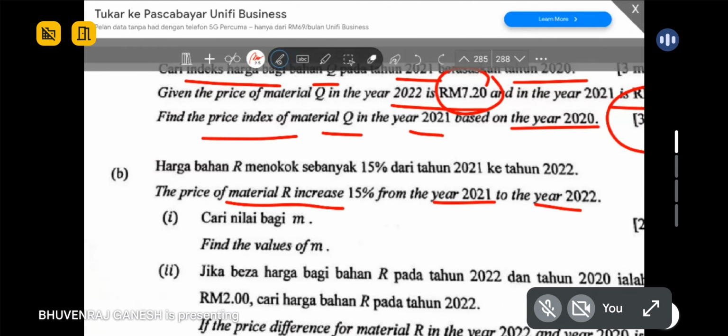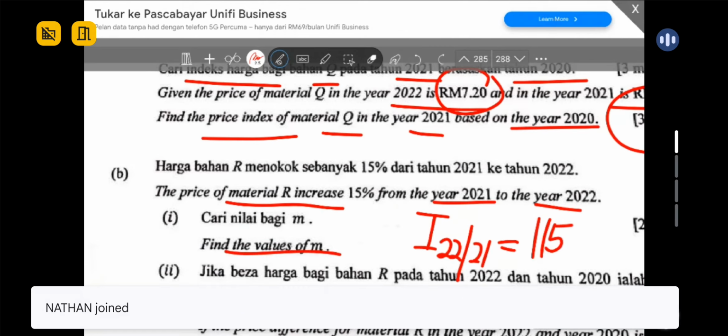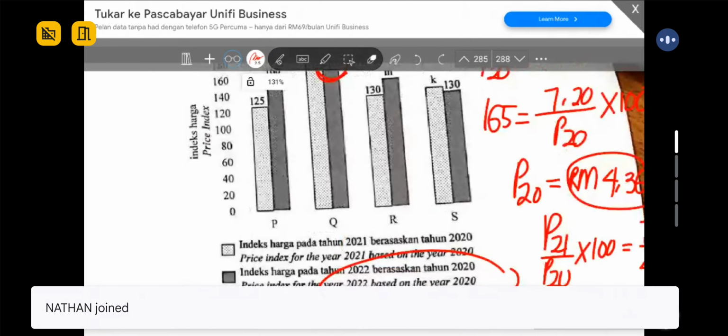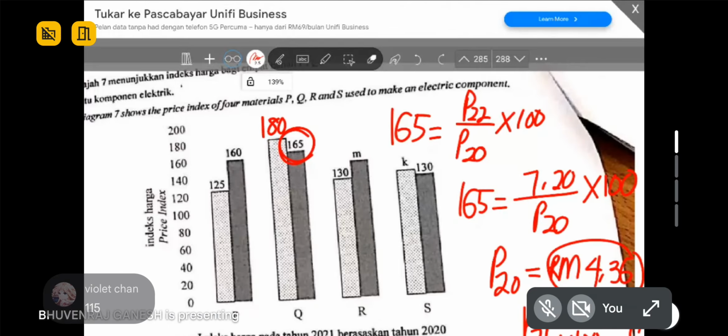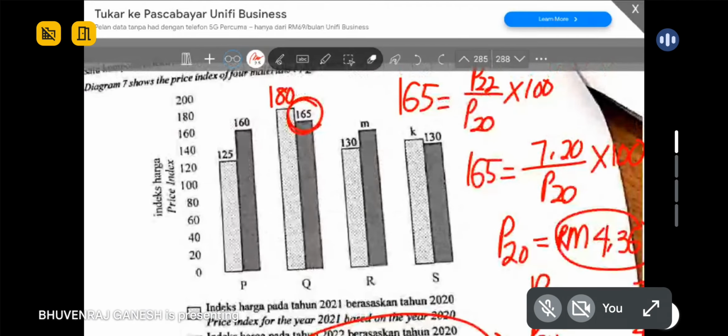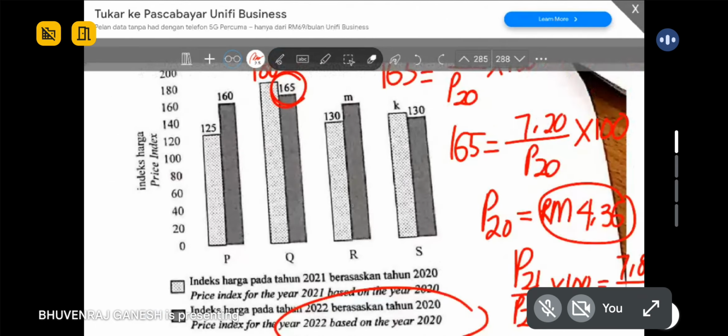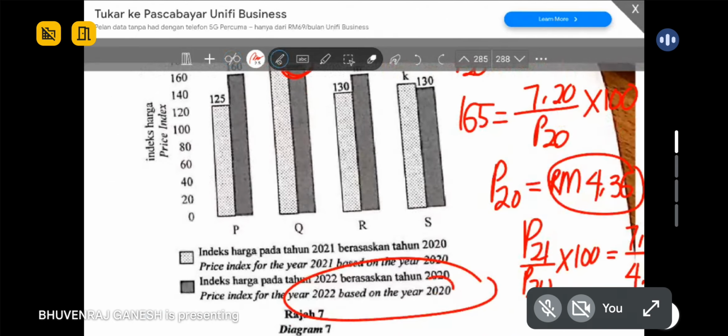Alright. So guys, can you all tell me what is the index if they say increase 15%? Anyone? Yeah, automatically you know the answer is 115. Correct? So now they ask you to find the M. Cari nilai M. So material, automatically you get the answer lah, guys. That is what they are looking for. Wait. Oh, no. This one is 2022 based on 2021. M is 2022 and 2020.